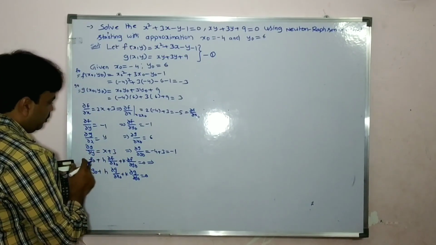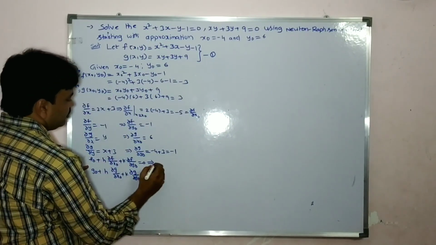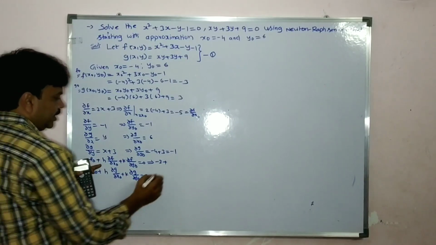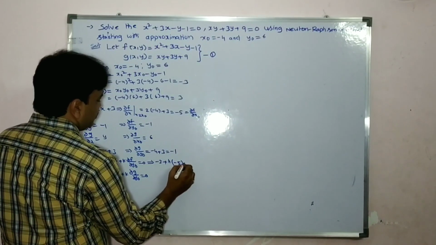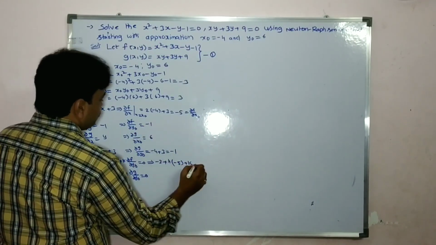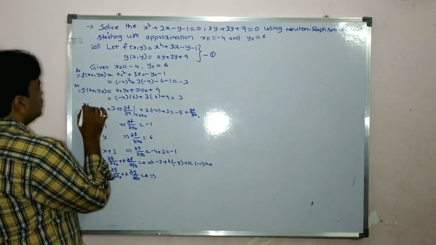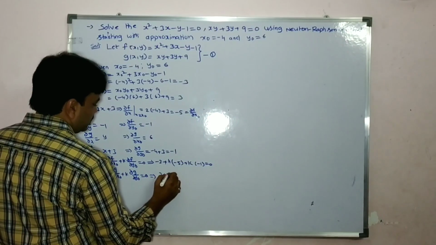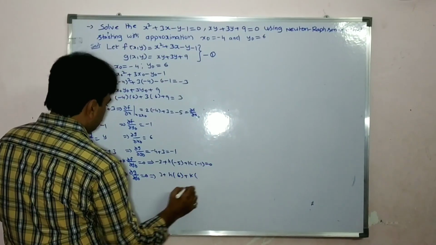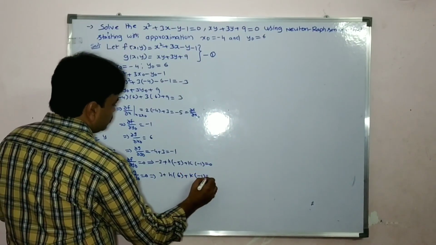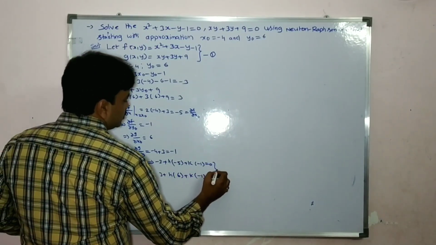That implies, what is f naught, students? F naught is minus 3, so we get minus 3 plus h into dou f by dou x naught, minus 5 plus k into dou f by dou y naught, minus 1, that is equal to 0. That implies g naught is 3, so 3 plus h into dou g by dou x naught, 6 plus k into dou g by dou y naught, minus 1, that is equal to 0. So these are the 2 equations, students.